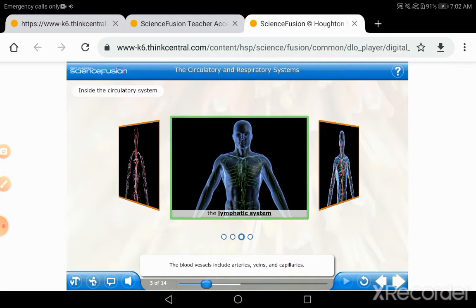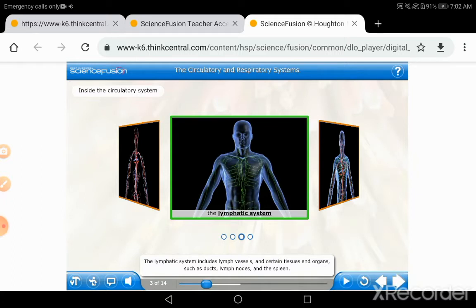Now we will talk about the lymphatic system. The lymphatic system is the other type in the circulatory system. Let's see what the lymphatic system is and what the organs of the lymphatic system are. The other part of the circulatory system is the lymphatic system. The lymphatic system includes lymph vessels and certain tissues and organs, such as ducts, lymph nodes, and the spleen.